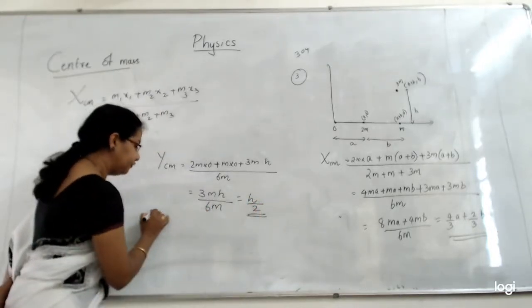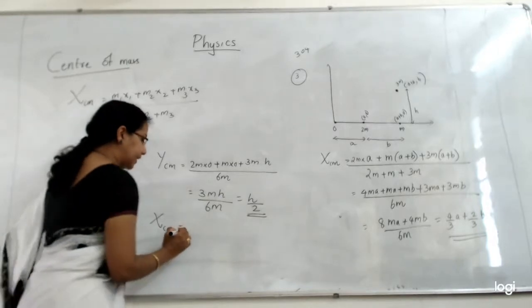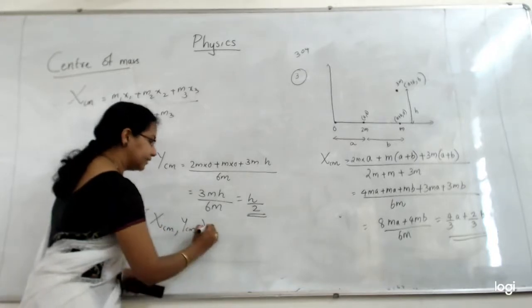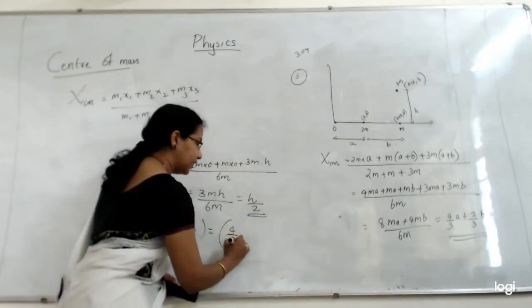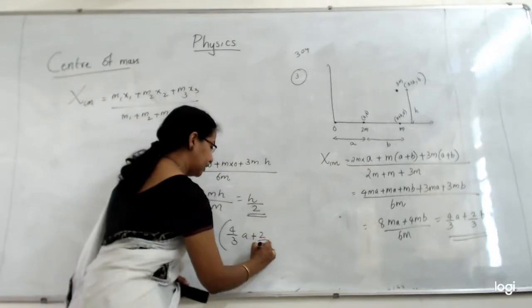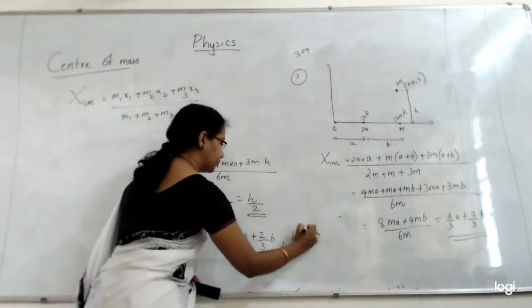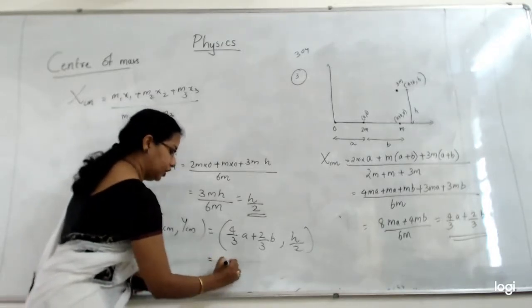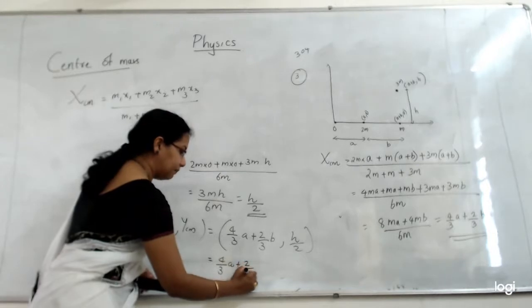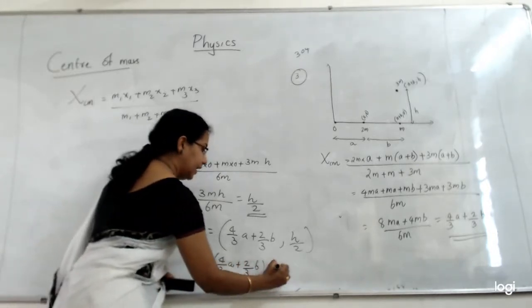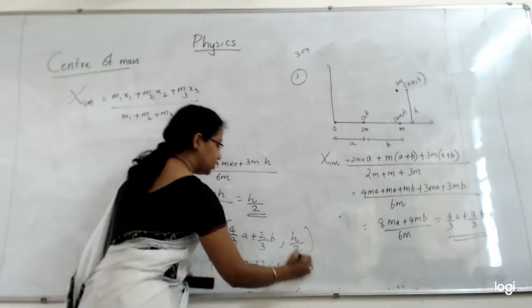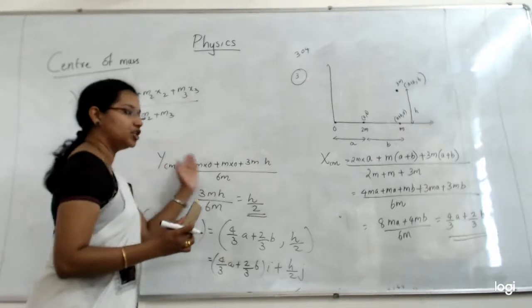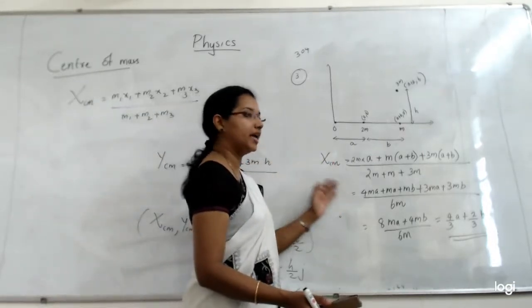In a few answers, they will give the coordinates as XCM, YCM. They will write the coordinate like this: 4 by 3 a plus 2 by 3 b, h by 2. In a few answers, they will give it in vector form: 4 by 3 a plus 2 by 3 b of i plus h by 2 j. So just now I discussed a question in which the bodies are arranged linearly, and this is the case in which they are arranged in a plane.